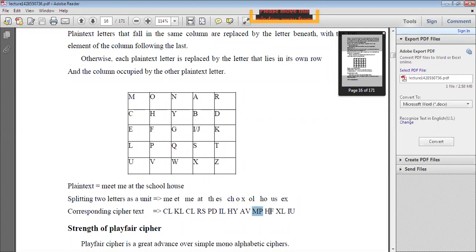Next one, US. So here, XL. EX. IU. Clear? So this is the way we convert plain text into ciphertext.